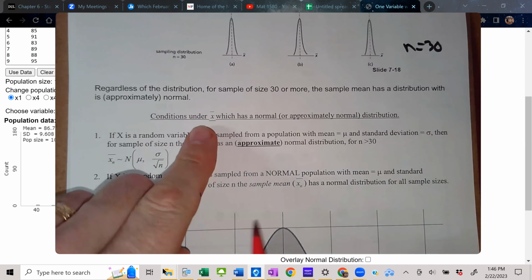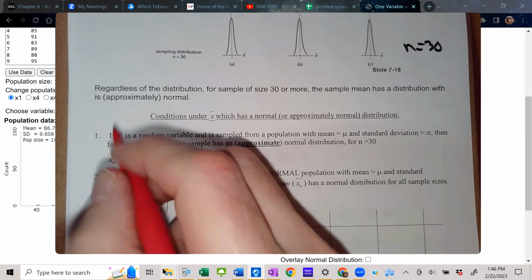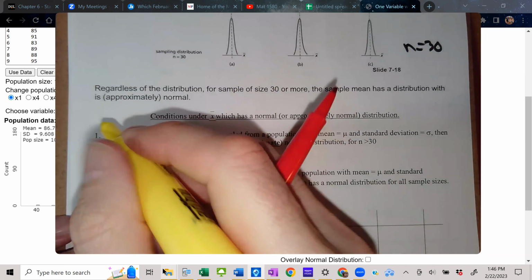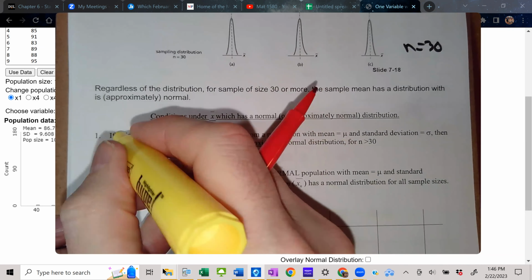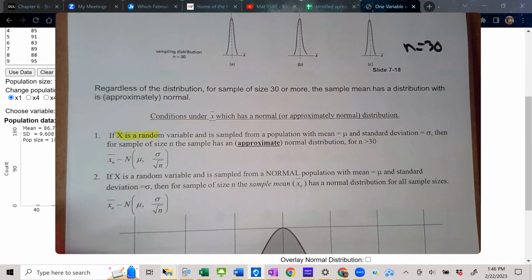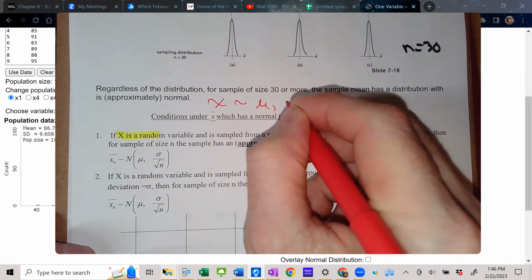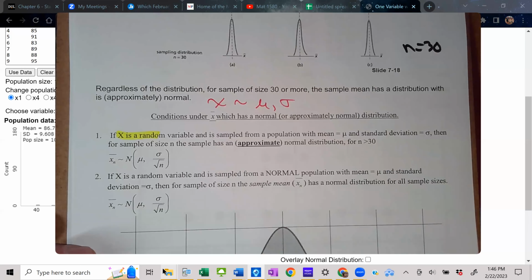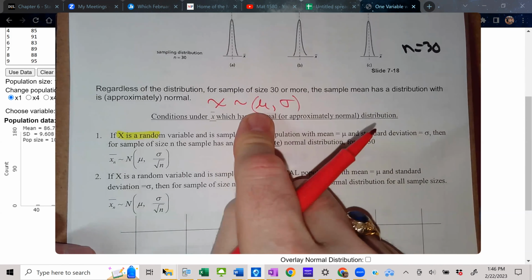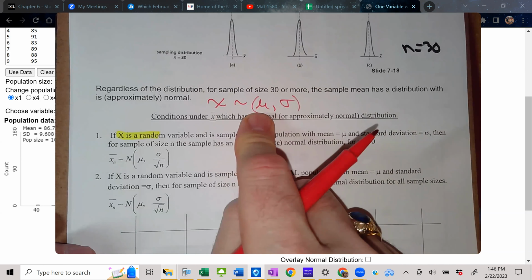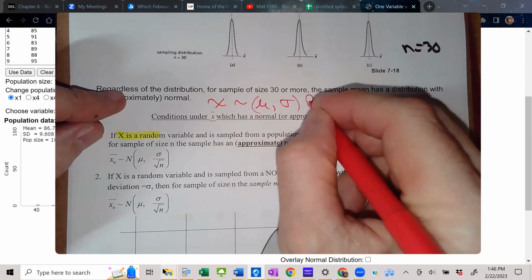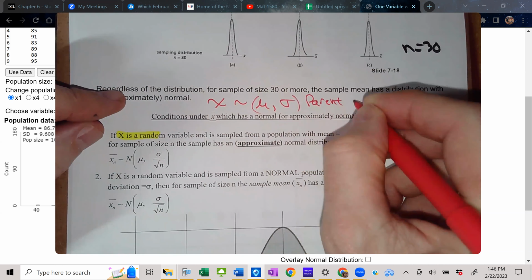We're going to look at some random variable x, and I'm going to say that x has a distribution. X is distributed with a mean of mu and a standard deviation of sigma. Now, it doesn't have to be a normal distribution. A lot of times it is, sometimes it's not. But this is my parent population. This is where I'm sampling from.